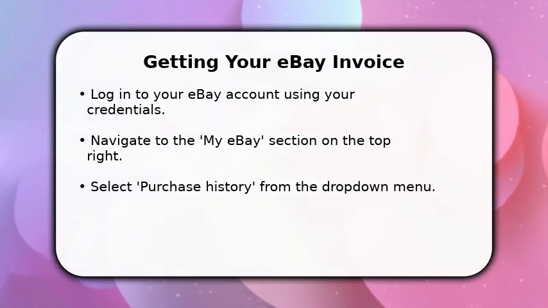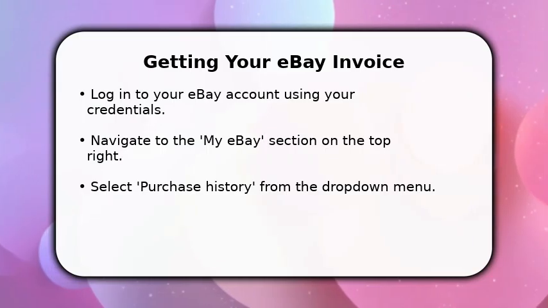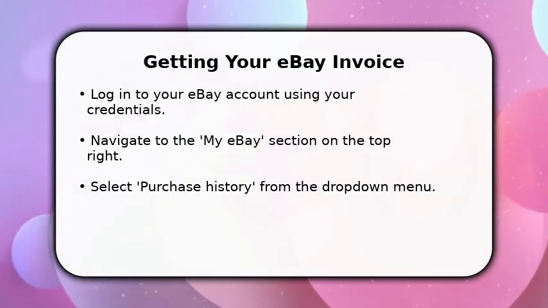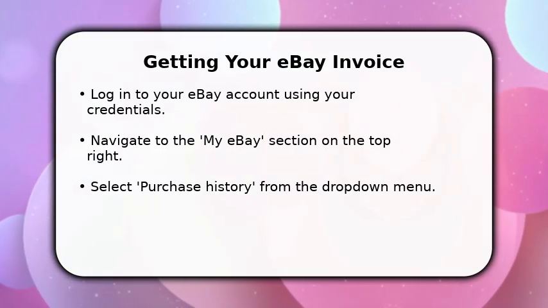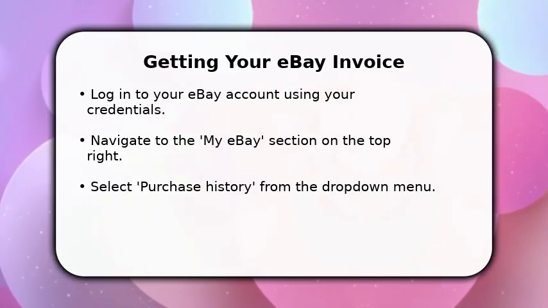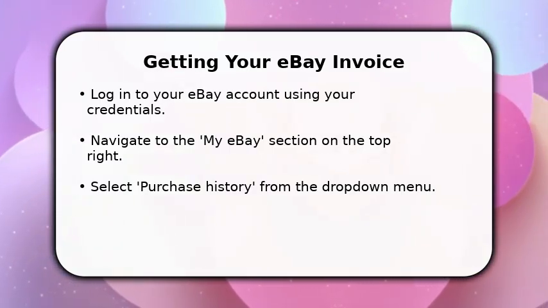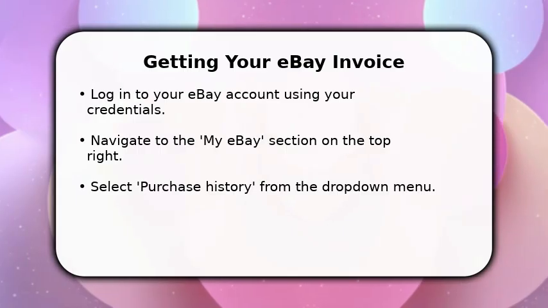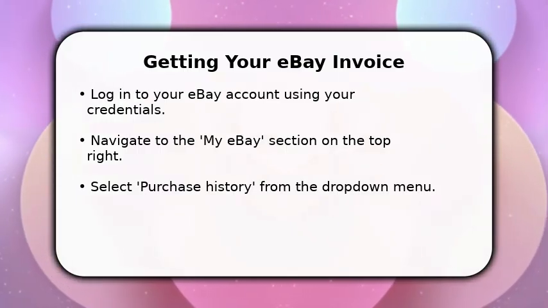Once logged in, locate the My eBay section, typically found in the top right corner of the page. From the drop-down menu that appears, select Purchase History to view your past transactions. This is the starting point for accessing your order details and invoices.